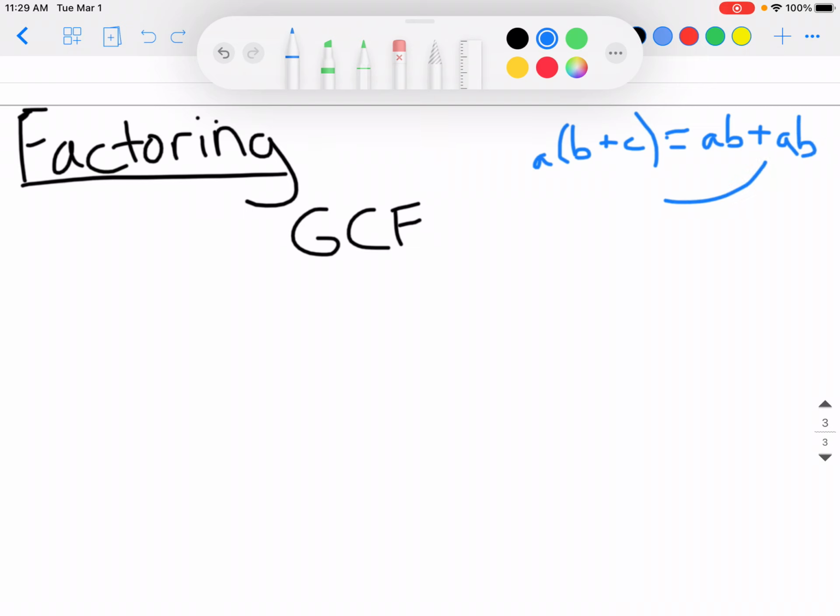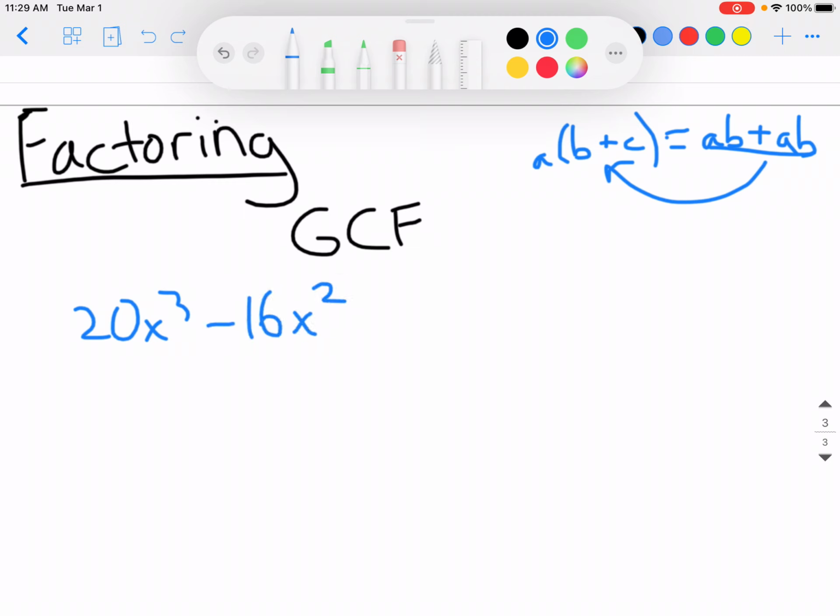Now, what we're doing is we're going to go this way. We're starting off with that. We want to undistribute it. So let's start off with a simple example and then kick it up a notch. So let's say we have something like 20x to the third minus 16x squared.